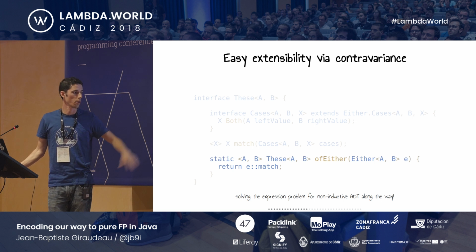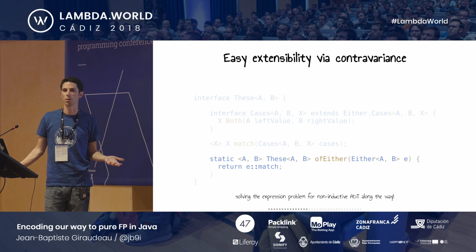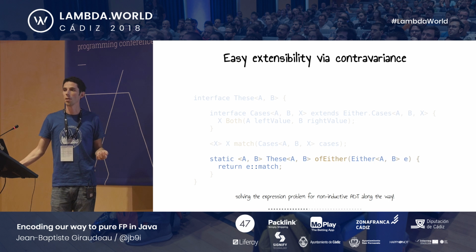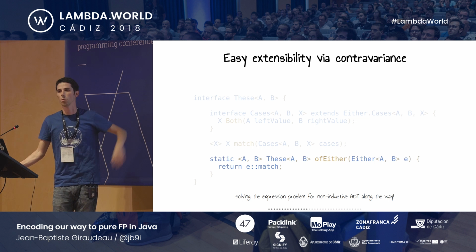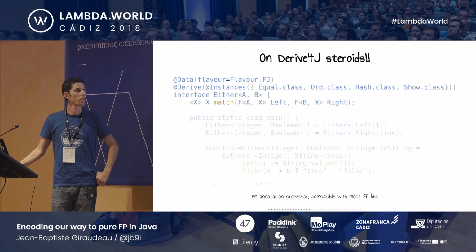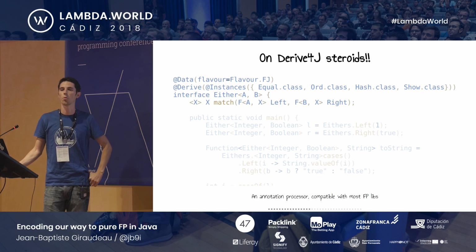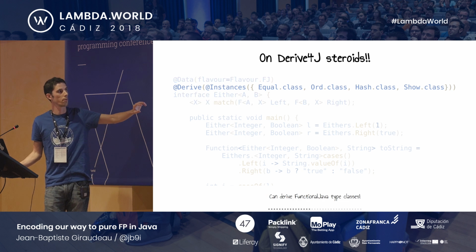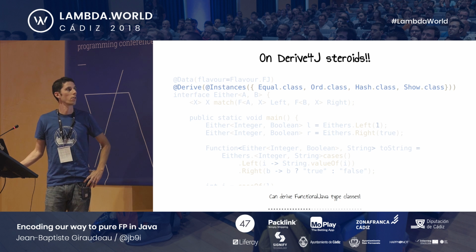And what we have done is that we have also solved the expression problem along the way, at least for non-inductive data types. We will see how it can be transposed to inductive data types as well. So derive4j can be used to skip the boilerplate. You just write the match method, and it will generate an Either's classes with a lot of stuff. It can also generate type class instances from Functional Java.